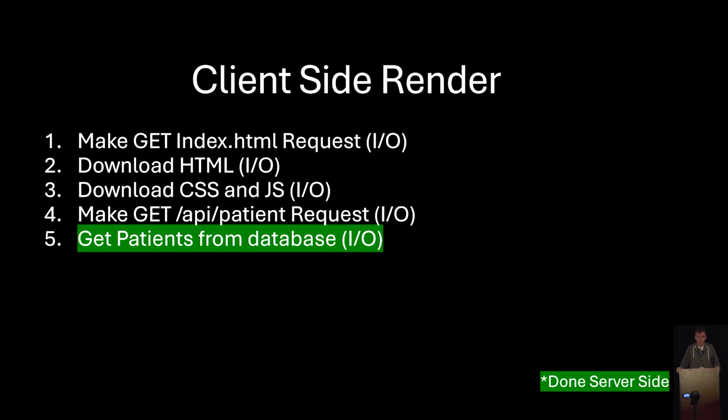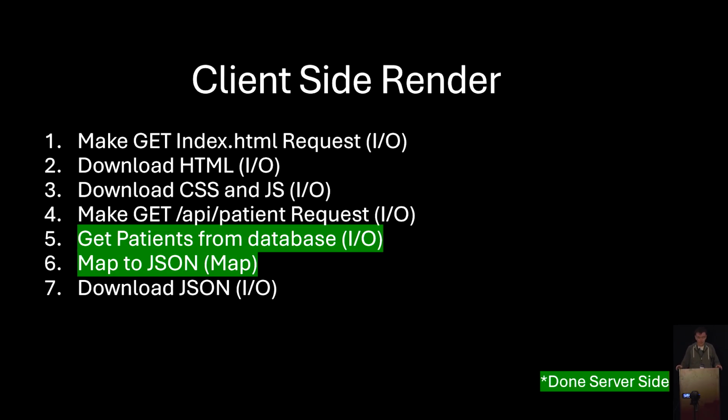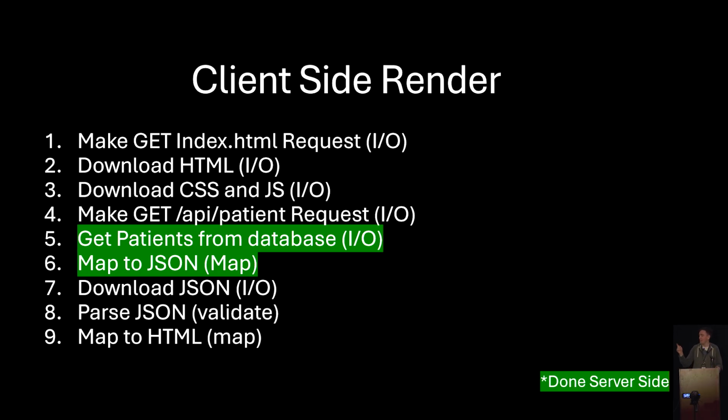Then we finally have the server who is able to start doing things, and it's going to get data from the database as well, map that data into JSON this time. Then the client can download the JSON, then they can parse the JSON, then map it to HTML, and then finally render. A lot more steps.